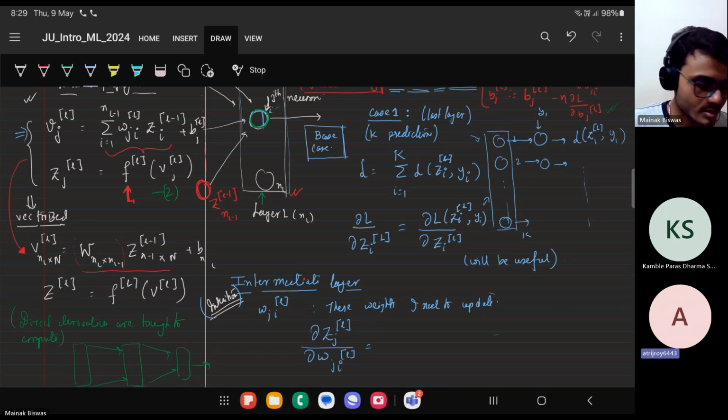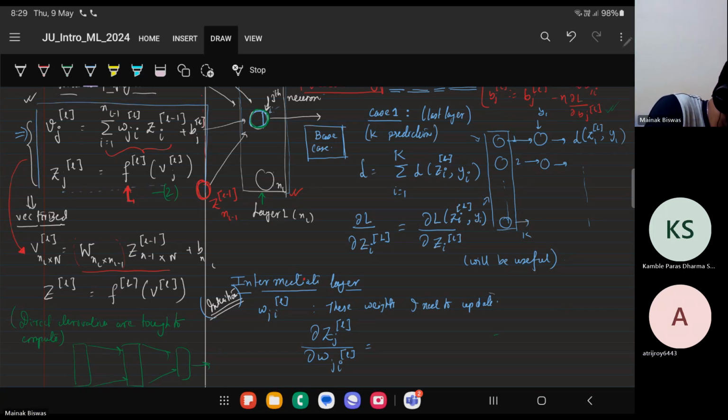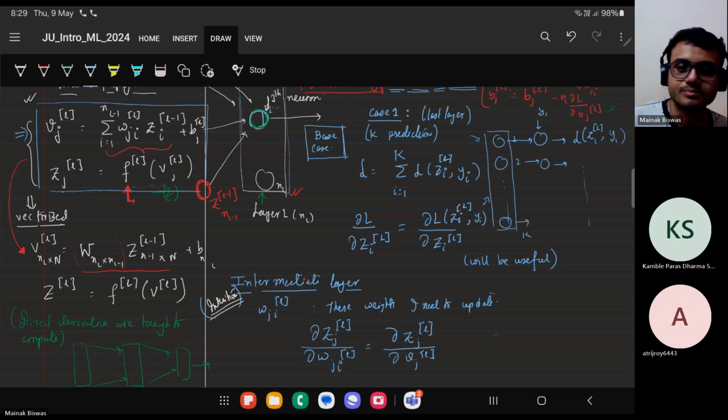Okay, using that equation z_j equals f(v_j). Yes, we can. I will tell you to use the chain rule once because we'll be using that continuously. Can we write this as dz_j^L by dv_j^L, right? Yes, then dv_j with respect to w. Good.